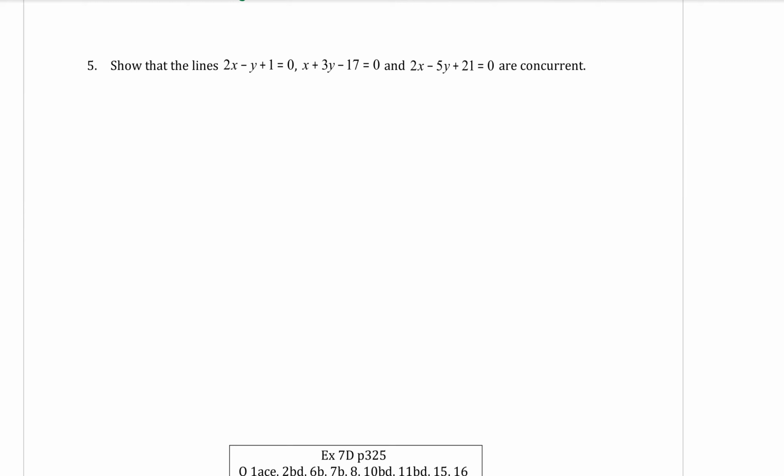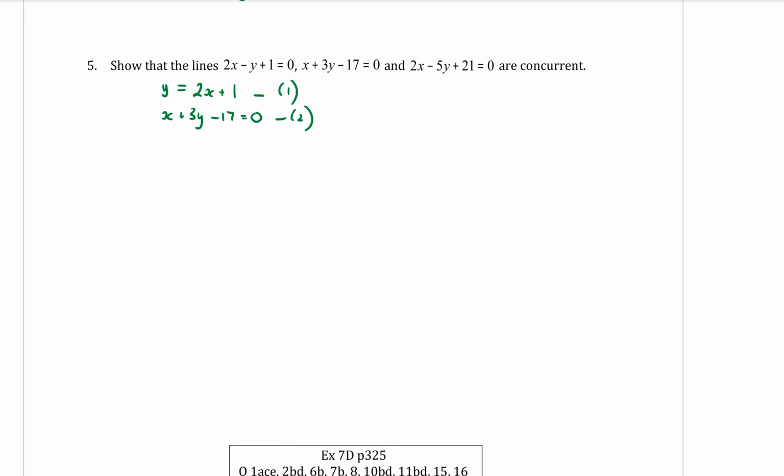So I take 2 of them. I usually just take the first 2. So I'm going to take the 2x minus y plus 1 equals 0. Although, how about I rearrange that, preempting what I'm going to do here. Let's get the y equals in that equation. So that would be y equals 2x plus 1. So that's the first equation, but I've just rearranged it to get the y by itself. That's going to be my equation 1. The second equation is x plus 3y minus 17 equals 0. That's equation number 2. And I've set myself up to do a substitution.